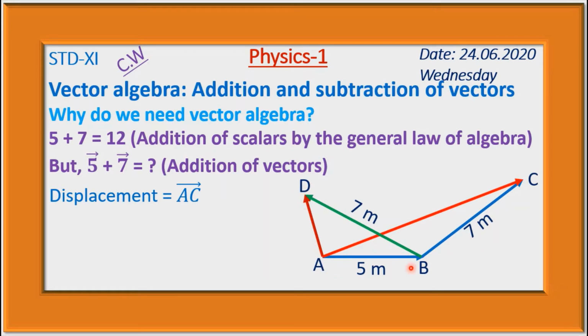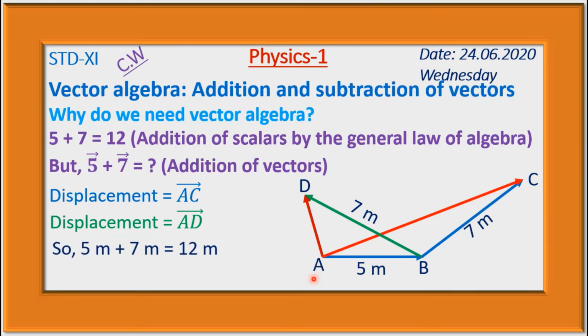In both cases, the body moves 5 meters and 7 meters, that is 12 meters. Total distance is 12 meters in both cases, but in the first case displacement is AC and in the second case displacement is AD. Therefore AD and AC are not the same.